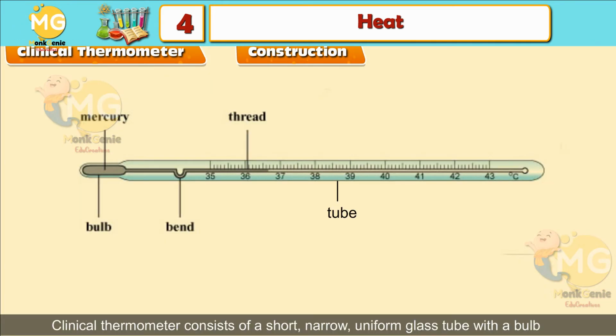Construction. A clinical thermometer consists of a short, narrow uniform glass tube with a bulb filled with mercury at one end. The bulb is attached to a small tube with a narrow bore. This small tube is called the capillary tube. The capillary tube has a constriction or kink just above the bulb. This kink does not allow the mercury to fall on its own.